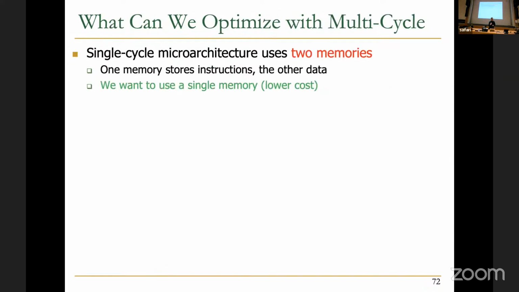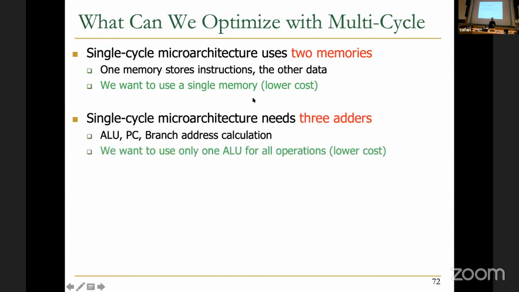So what are we going to optimize? Remember that single-cycle microarchitecture uses 2 memories, instruction and then data. Or we could have used multi-ported memories. One of you asked the question. Nice, it was a good question. You could use multi-ported memories, but 2 memories are easier to visualize, if you will. One memory stored the instructions, the other data, but we want to use a single memory. So let's have lower cost, if you will.